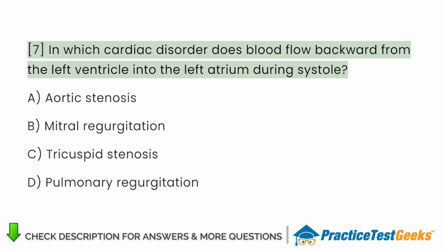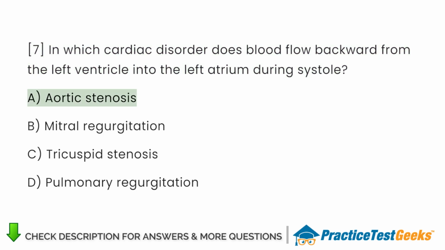In which cardiac disorder does blood flow backward from the left ventricle into the left atrium during systole? A. Aortic stenosis. B. Mitral regurgitation. C. Tricuspid stenosis. D. Pulmonary regurgitation.